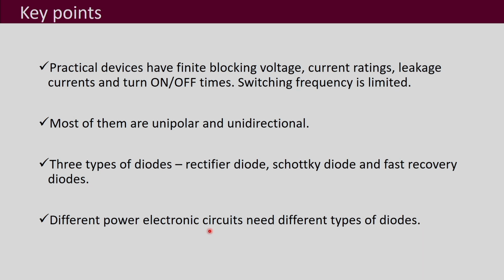Also know that most of the devices are unipolar and unidirectional. That means they block voltage of one polarity and they carry current in one direction. Please note that this is not true for all of the devices, so you should pay attention to which type of device you are choosing and what its capability is. Then, as I said, three types of diodes are mainly used in power electronic converters: rectifier diodes, Schottky diodes and fast recovery diodes, and different power electronic circuits need different types of diodes, so as a designer you need to choose the correct type of diode for your application.